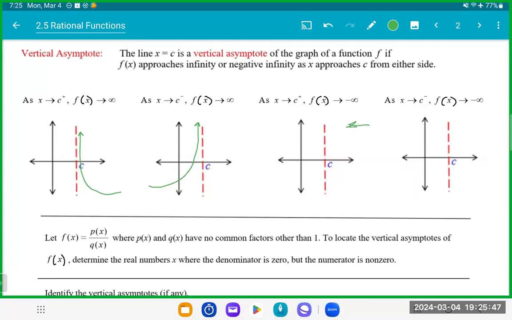For the next one, we are coming from the right, so we're coming from this direction, but as we get closer to that line, our y is going to negative infinity. So it could be something like this. Okay. And similarly, our line from the left is getting close to negative infinity, so it would look something like that fourth one. Okay.